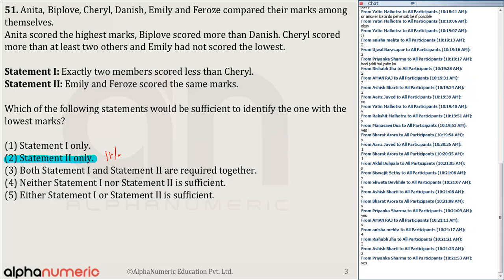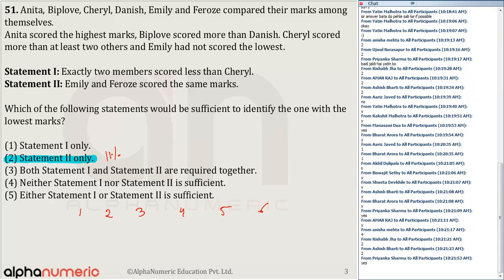Now let's see. A, B, C, D, E, and F compared their scores among themselves. Anita scored the highest marks. Biplav scored the lowest. So if I'm talking about here, I can say 1, 2, 3, 4, 5, 6, highest. Anita scored the highest mark. So Anita scored the highest mark.